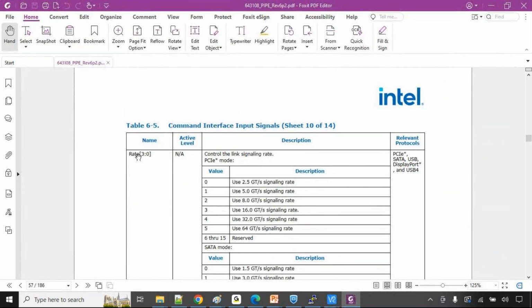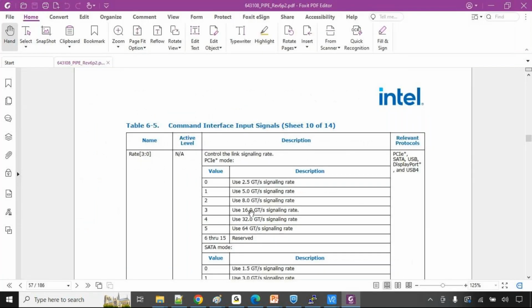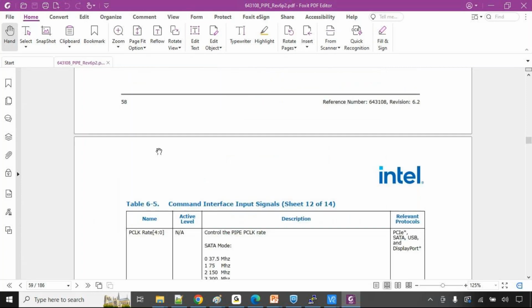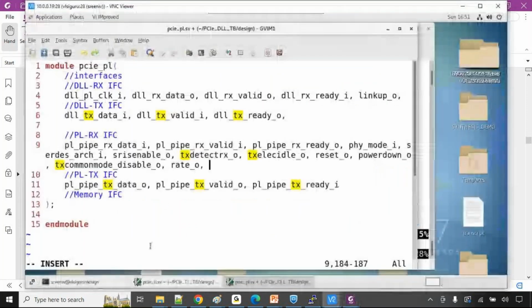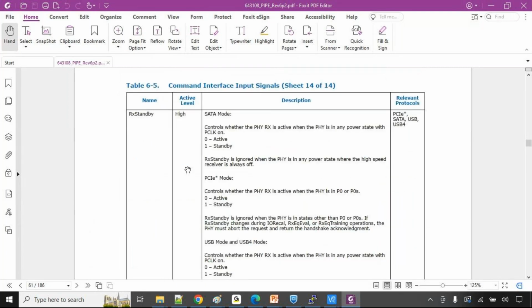What is the transfer rate? I think mostly it captures the things, and what is the width also we can specify. Data path width, whether it's 8-bit, 16-bit or 32-bit, that can also be captured. P clock rate can also be captured. Width underscore o. P clock rate underscore o. So it is capturing all the signals.